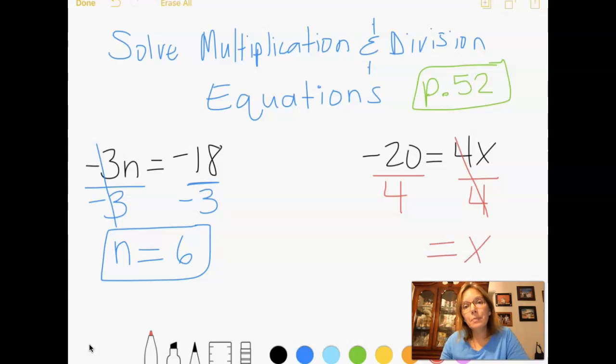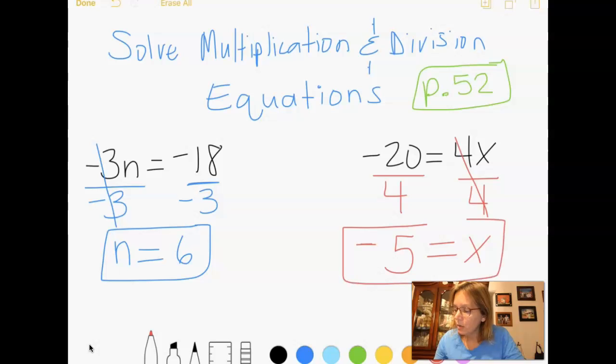Notice how I keep the x on that side of the equal sign. I don't want to switch sides with my variable because I'm going to get a big mess. You'll see later when we get into higher algebra how that makes a problem if you switch sides. So then I'm just going to do the math on this side. Negative 20 divided by 4. I see one negative, so I'm going to have a negative answer. And 20 divided by 4 is 5. So on this problem, x equals negative 5.